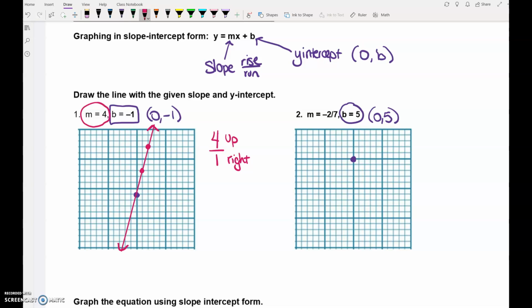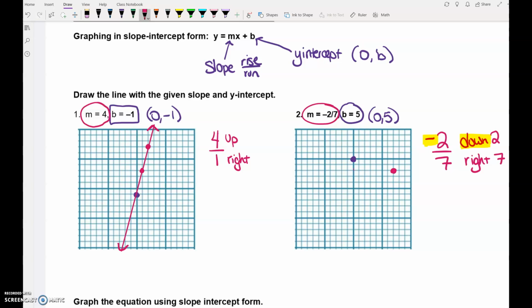Okay. Our slope is -2/7. If we move down 2, how do we move side to side? Right 7. This negative in front of the 2 is taken care of when we move down. You don't want to use the negative twice. If you moved down and left, you'd be using the negative twice, and that would become a positive. So down 2, right 7.